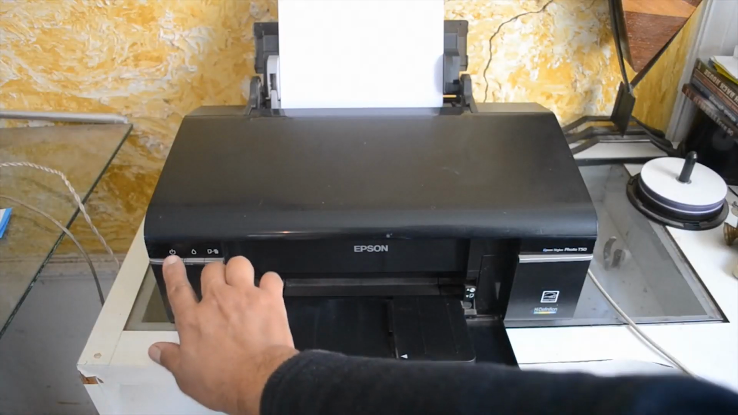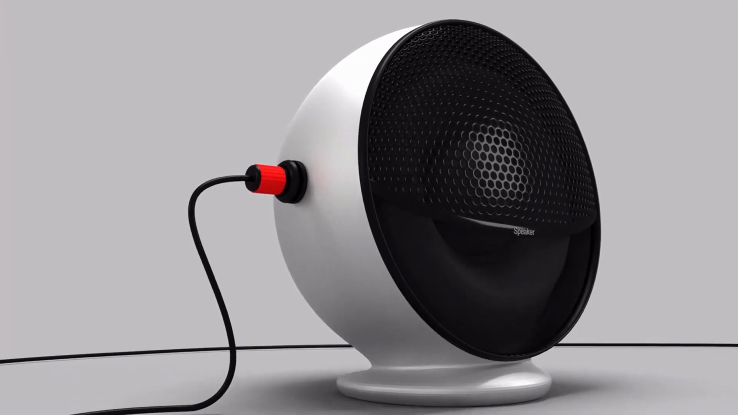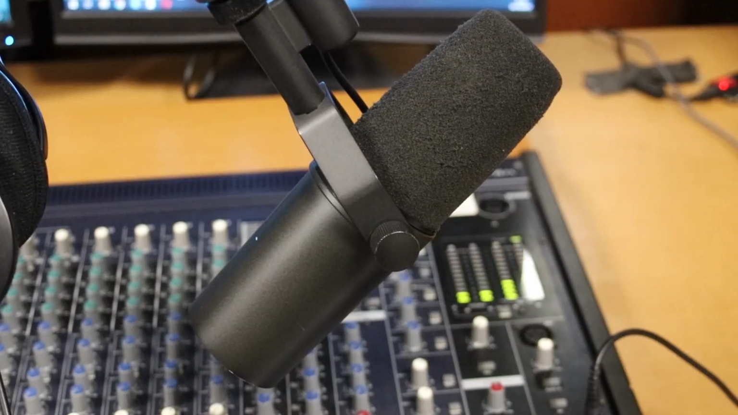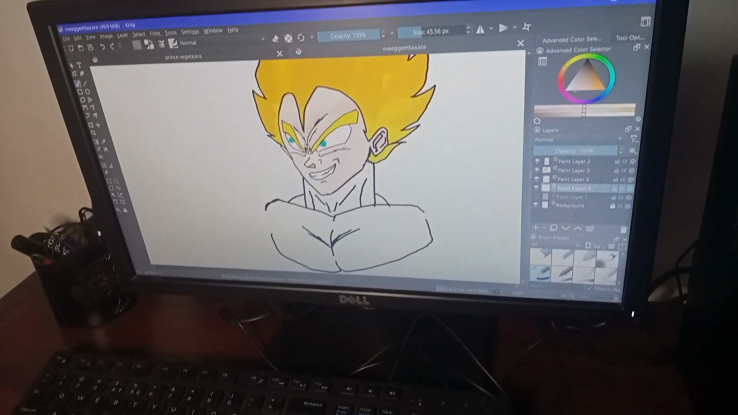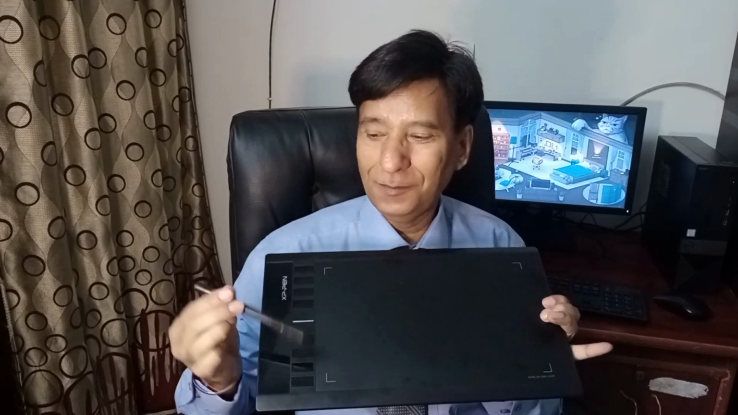Other important hardware are printer, scanner, speaker, microphone, and pen tablet. Pen tablet is used for making drawings. I will show you the pen tablet also. So this is the tablet and this is the pen.